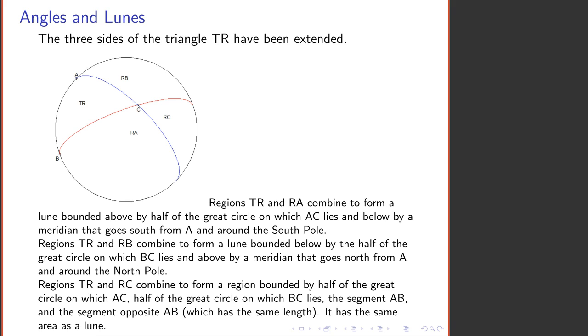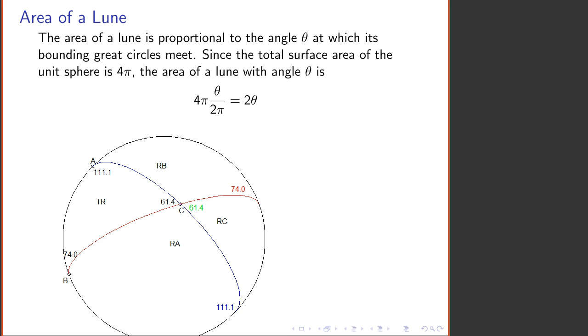Strictly speaking, region TR and region RC do not form a loon, but if I were to take RC and move it over and put it on the opposite hemisphere, joining on at AB, I can do that because this distance from A to B is equal to the distance between the two antipodal points. Then TR and RC would also form a loon, and the opening angle of that loon would be angle C. So our next task is to figure out the area of a loon.